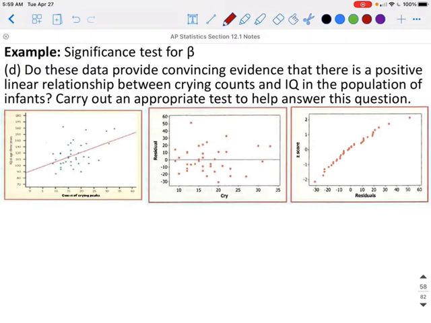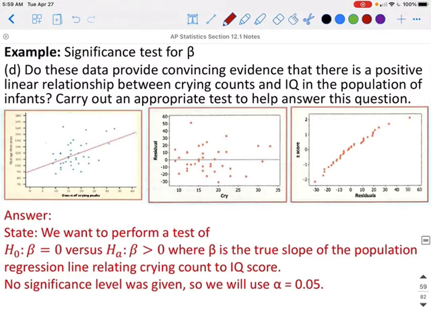Do these data provide convincing evidence that there is a positive linear relationship between the cry counts and IQ of the population of infants? Carry out an appropriate test to help answer this question. So we are going to have to do a 4-step problem. We're going to start with our state. We want to perform a test of the null hypothesis that beta equals 0 versus the alternative hypothesis that beta is greater than 0, where beta is the true slope of the population regression line relating crying counts to IQ scores. And since they do not give us a significance level, we're going to let alpha equal 0.05.